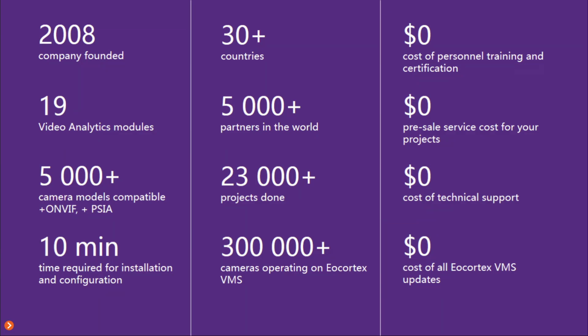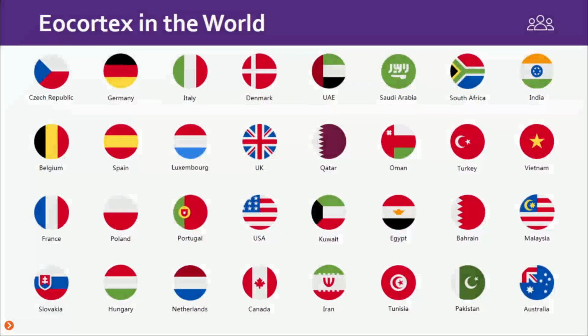Then project support will be provided in the term of pre-sales. Technical support, if any operational project faces any trouble, technical support will always be provided. Technical support will be provided for the life of license, and that is lifetime. There is no time duration for the license that you can buy from Eocortex.